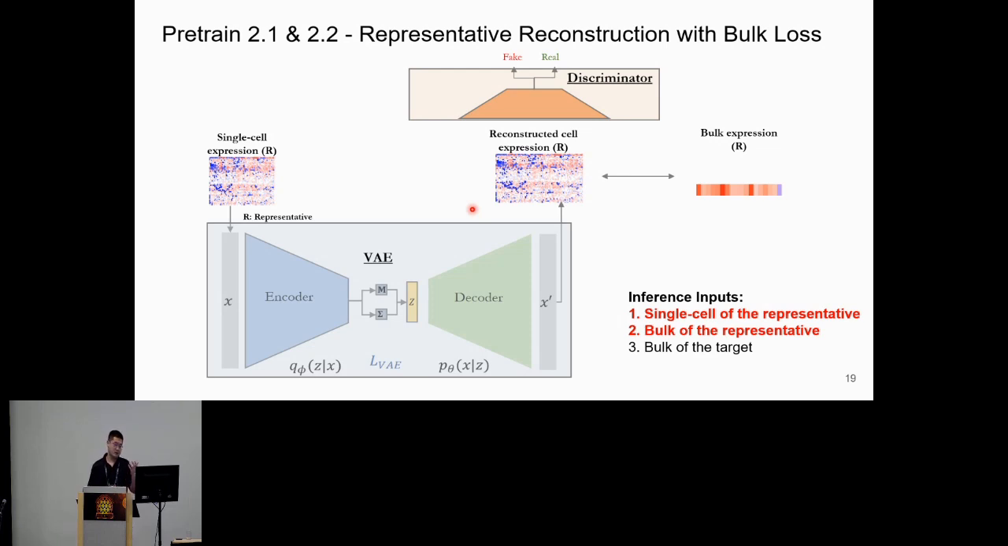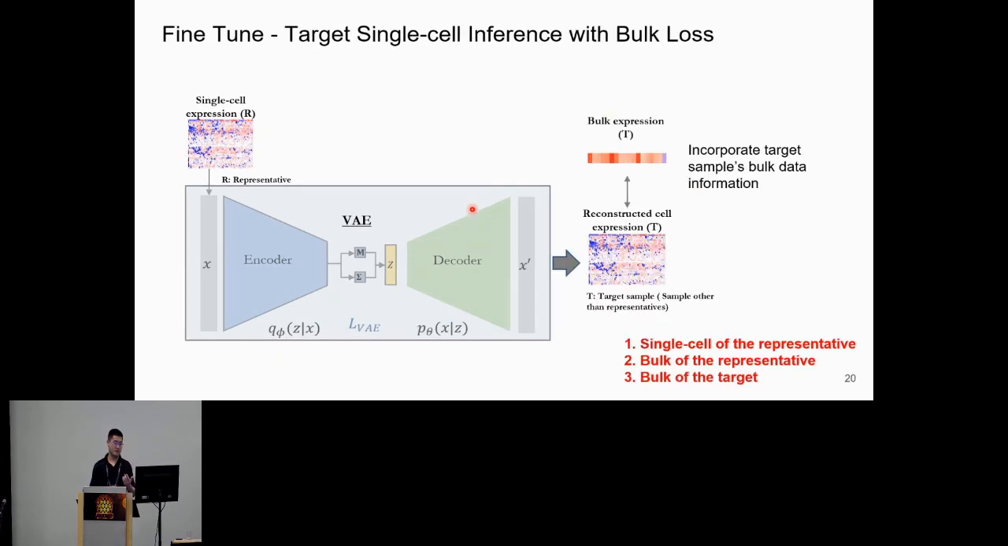Up to now, it's still reconstruction, but in the inference step, we substitute the bulk gene expression of the representative with the bulk expression of the target sample. So now we require the model to generate single cell data with average values similar to the bulk data of the target sample. So that's how we introduce information about the target sample to this reconstruction process and gradually guide the model to generate single cell data for the target sample.